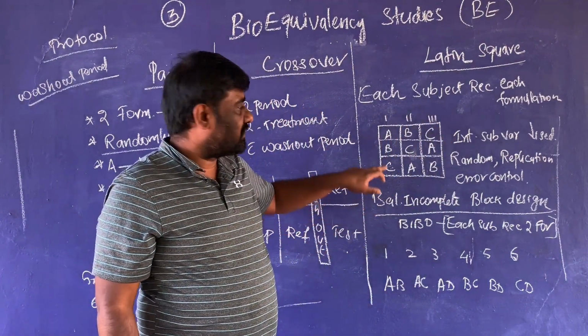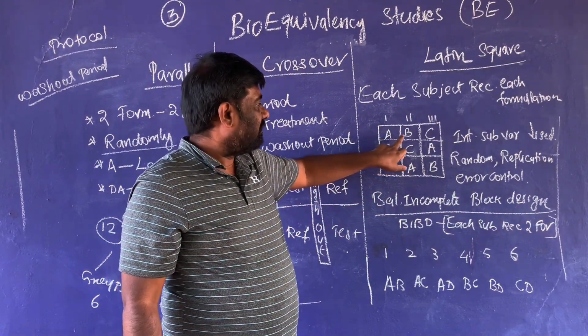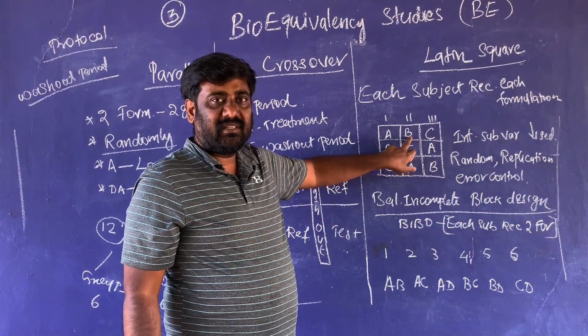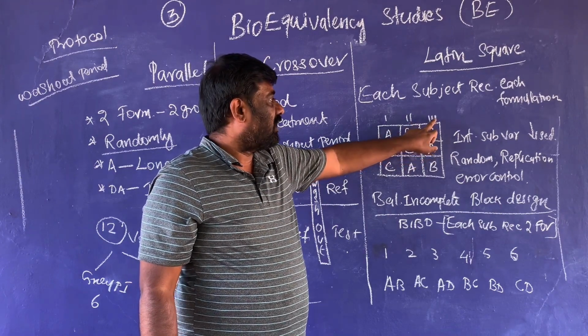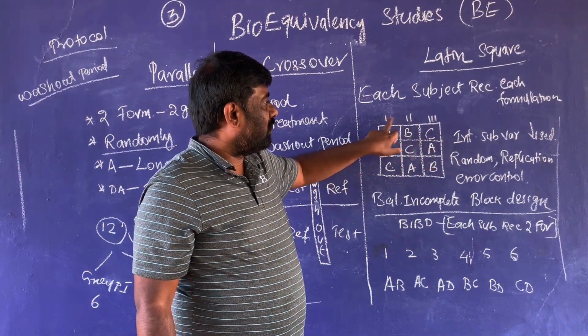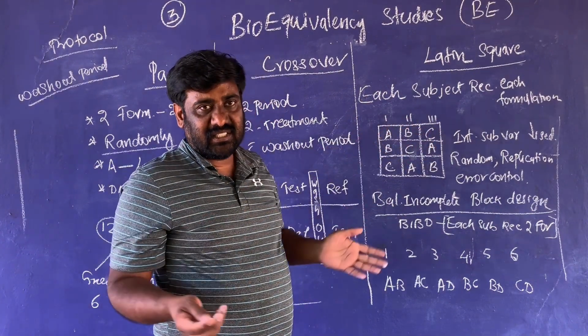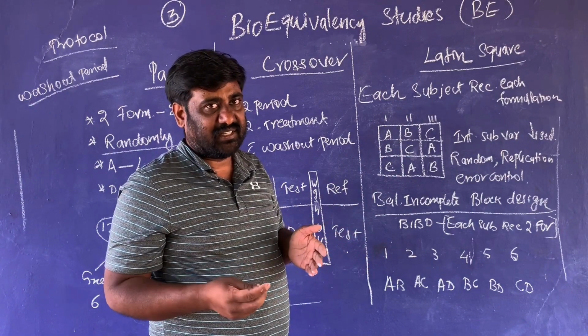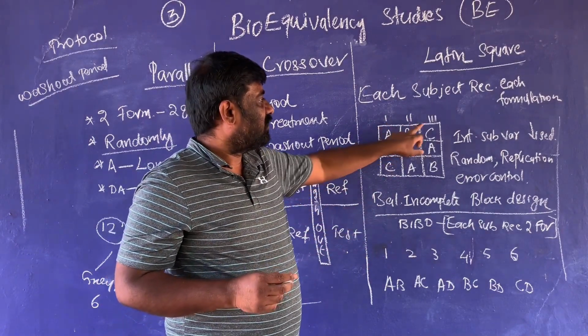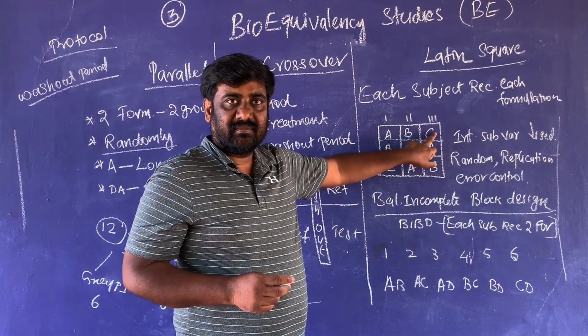So the first set of study, volunteer 1 will receive formulation A, volunteer 2 will receive formulation B, and volunteer 3 will receive formulation C. So volunteers 1, 2, 3 may be one person or two or three. Based on the accuracy, we can increase the volunteers. So now I am explaining with each volunteer: 1, 2, 3 receive the first set A, B, C.